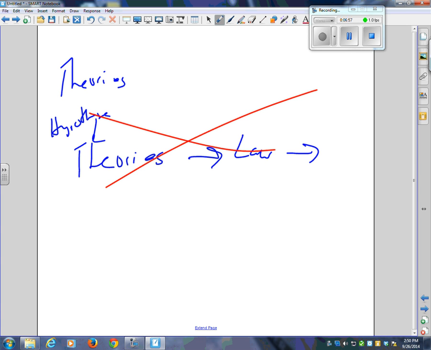In common use, we say theory as in guess, not proven. That is not the definition. In the scientific sense, it's simply an explanation for what we observe. That's what the scientific theory is. A law is not a proven theory. It is not true. No, no, no, no, no.